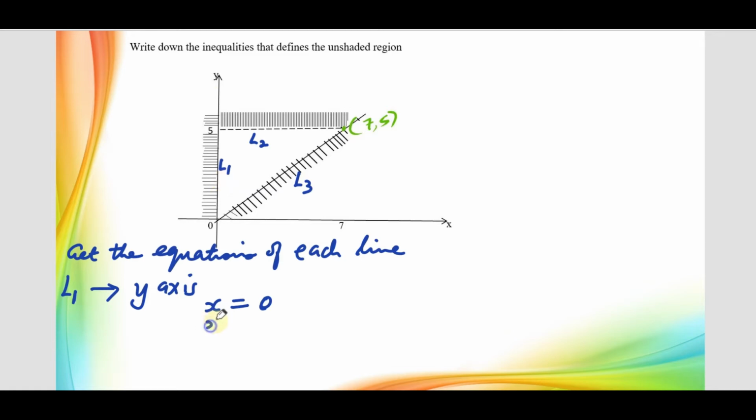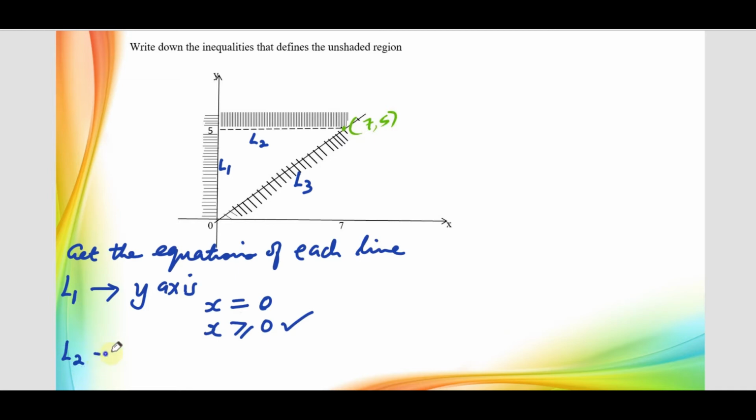So therefore the inequality will be x is greater than or equal to 0. That is the inequality. The reason why we write it as greater than or equal to is because the line is continuous, not broken. If it was broken, we could just write it as x is greater than 0.